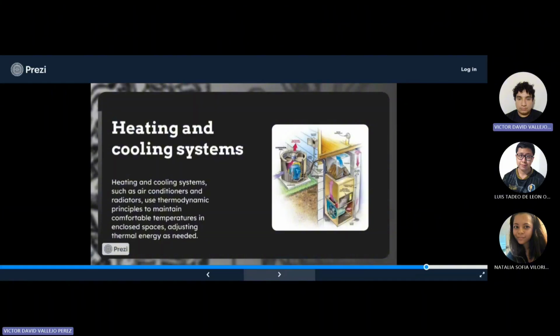Heating and cooling systems. Heating and cooling systems such as air conditioners and radiators use thermodynamic principles to maintain comfortable temperatures in closed spaces, adjusting the thermal energy as needed.